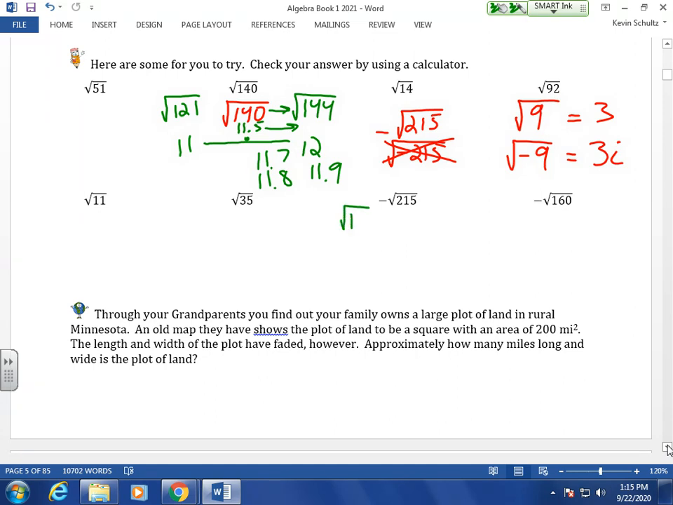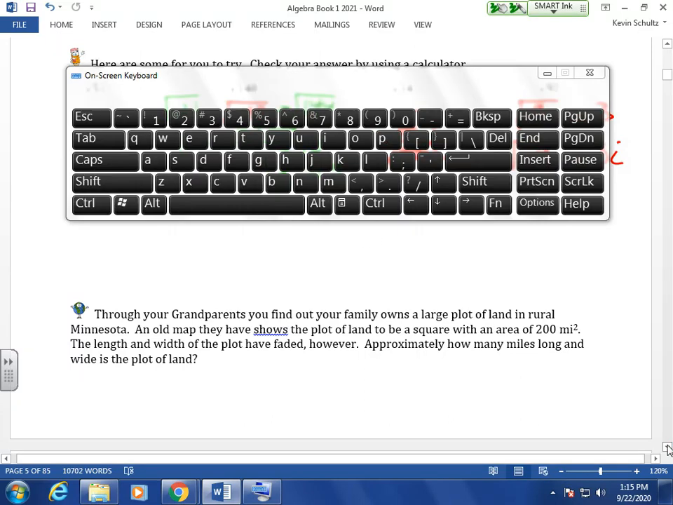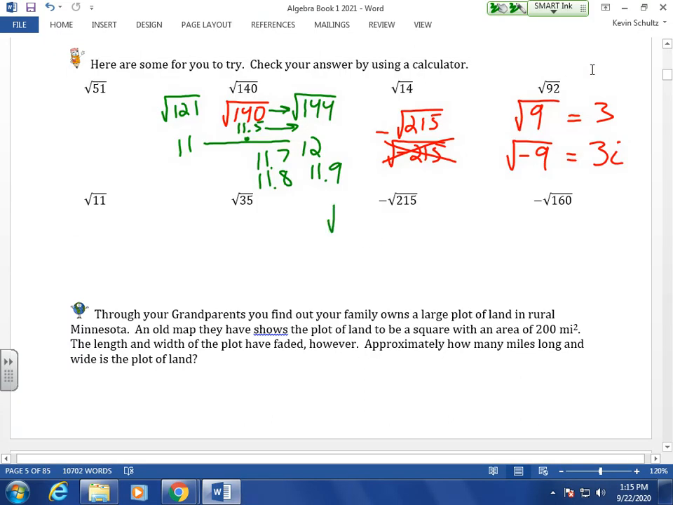So we've got root 196 and root 225, that gives us 14 and 15. And because 215 falls between those two values, we know it's going to be somewhere between 14 and 15.